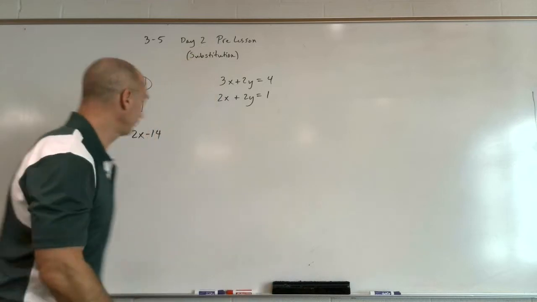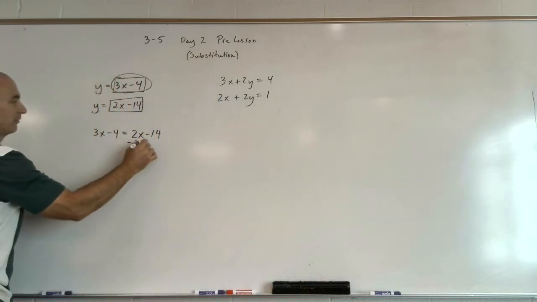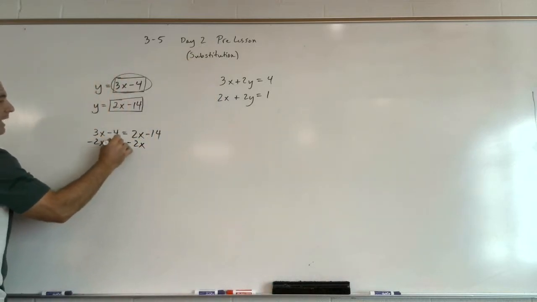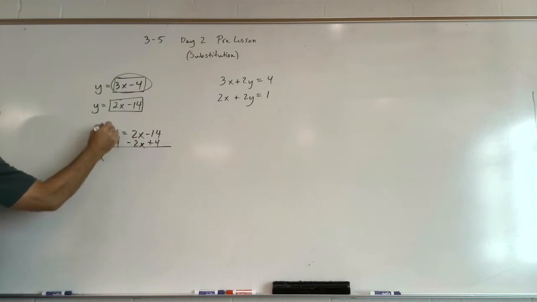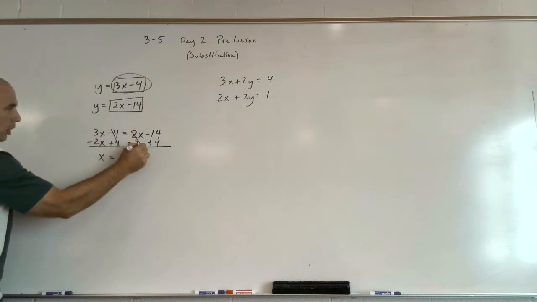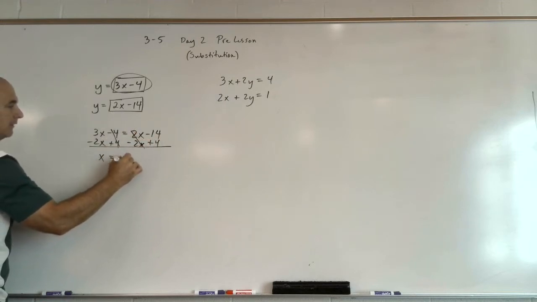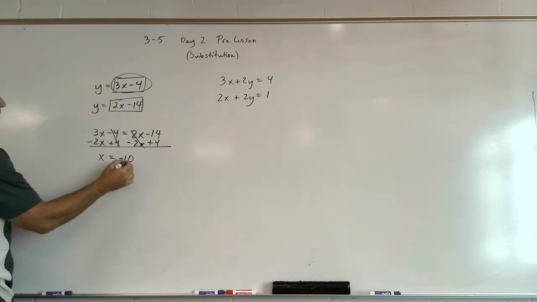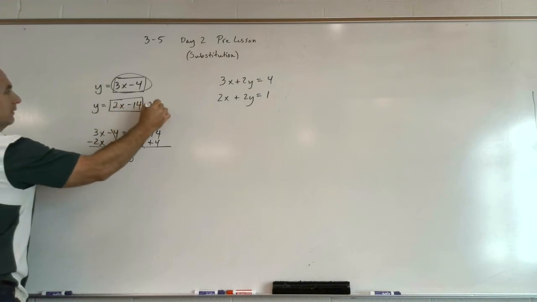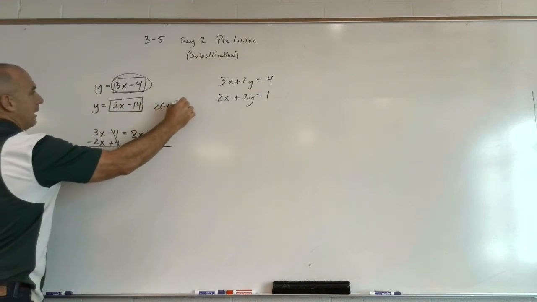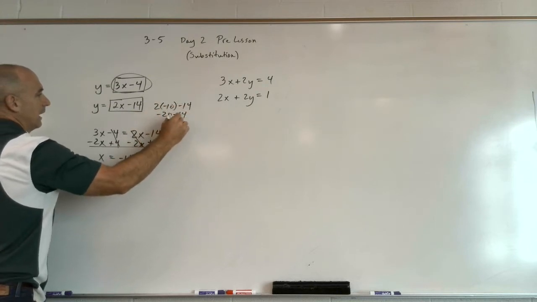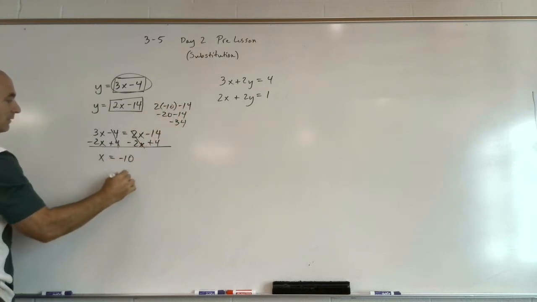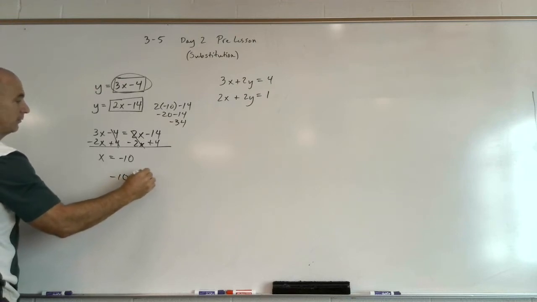Maybe, we'll see. Well, let's just solve this. Subtract 2x, add 4, wink. So we get x gone equals gone, -10. And now I can plug this in here. So I get 2 times -10 minus 14. This is -20 minus 14, which is -34. So my answer would be -10, -34.